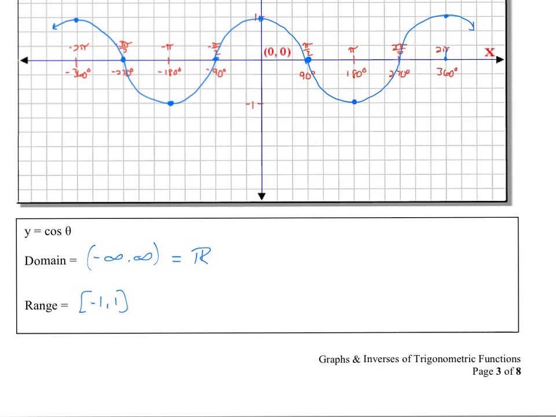For the range, the lowest numbers are at the bottom. There's no graph, there's no graph. Once you get to negative 1, the graph starts. That's where the range starts. And it continues until you get to positive 1. That's why the range is negative 1 to 1. That's the parent graph for cosine.